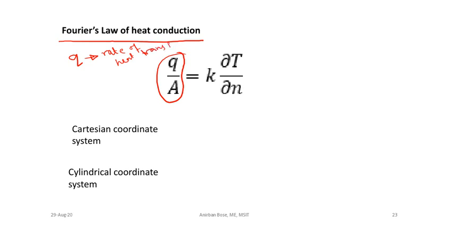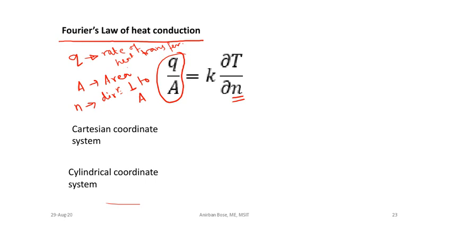Q is the rate of heat transfer, and A is the area across which heat is transferring, perpendicular to the direction of heat transfer. So A is the area perpendicular to the direction in which the heat is flowing, where n is the direction perpendicular to the area.